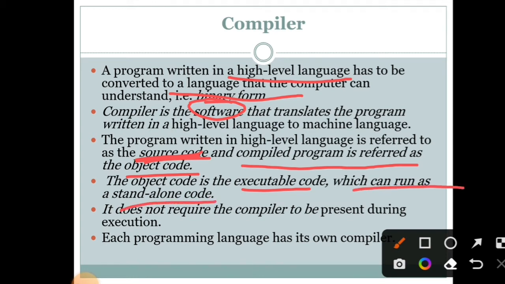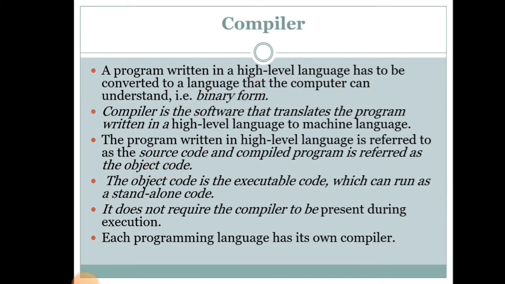It does not require the compiler to be present during the execution. So the translation of source code into object code is the duty of the compiler. After compiling, the object code is executable code. In this situation, it does not require the compiler. Each programming language has its own compiler. So the compiler is used to translate high level language into machine level language.